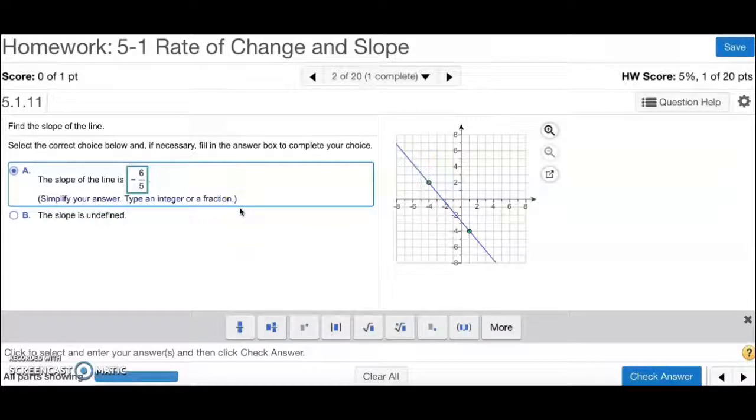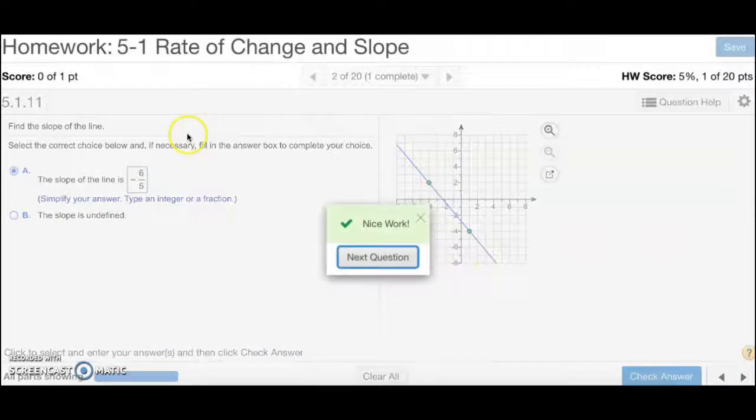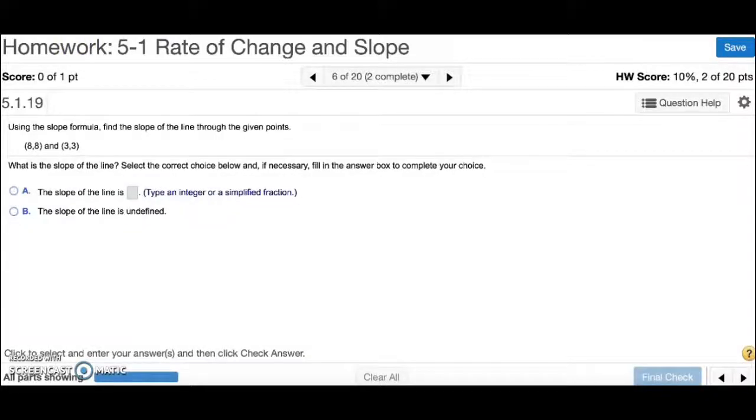Now, if this fraction had needed to be reduced, you would have reduced it, but here it doesn't need to, so leave it like that. That's number 2. Number 6, using the slope formula, find the slope of the line through the given points. So let's take a look at it.